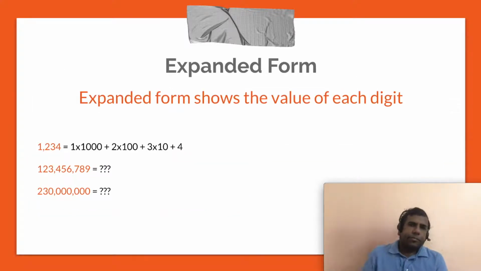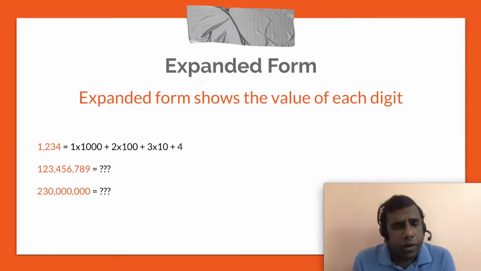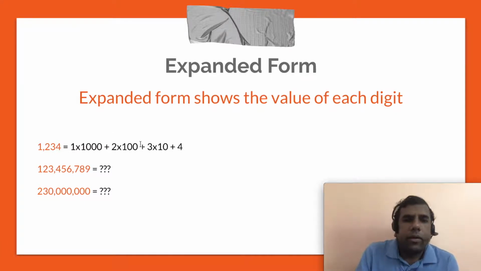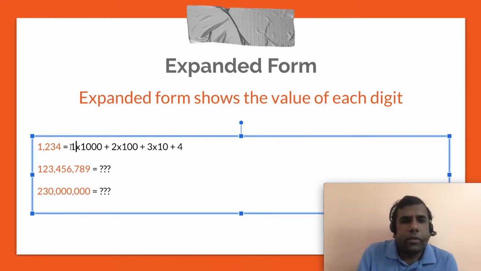Expanded form, right? Expanded form shows the value of each digit. Taking a smaller example just to make this clearer initially, we have the expanded form of 1234 to be 1 multiplied by 1000 plus 2 multiplied by 100 plus 3 multiplied by 10 plus 4. So 1 in the thousands place becomes 1 multiplied by 1000, 2 in the hundreds place becomes 2 multiplied by 100, 3 in the tens place becomes 3 multiplied by 10, and 4 in the ones place becomes 4 multiplied by 1.